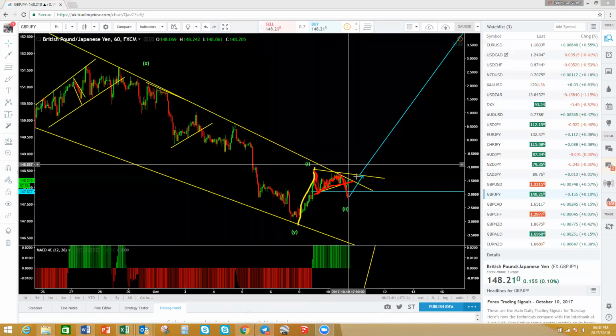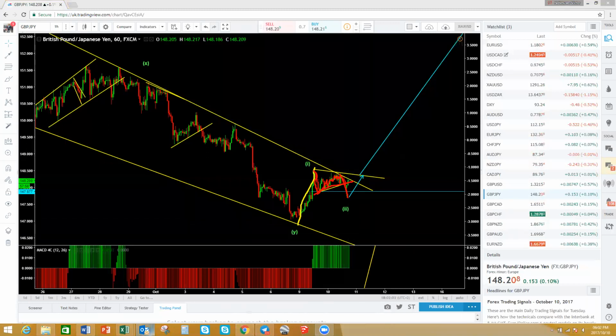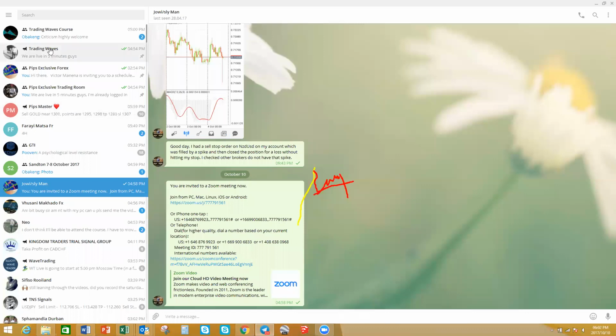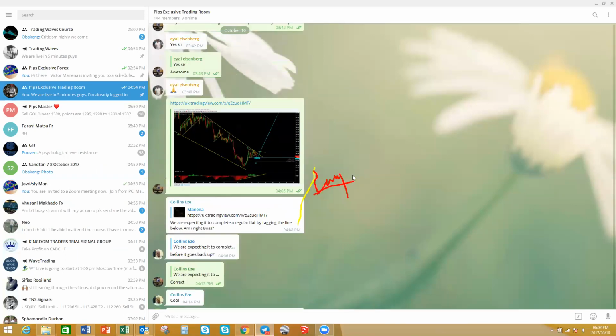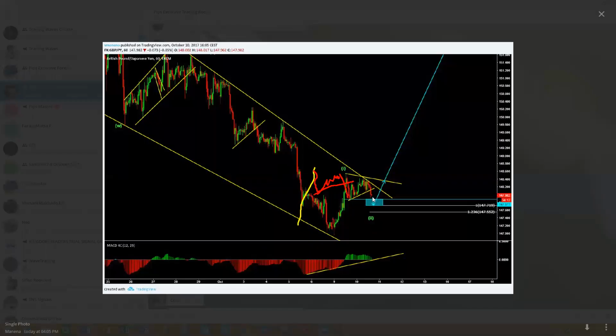And when this happened, this is what I did. I went and sent the chart to my group. Let me just go to my group. I hope you don't see our secrets there. This is our trading room. This is where we post all the analysis. Look what I did there. I said it's going to just break. This is a 60-minute chart. I said it's just going to break down and then move all the way to the upside.